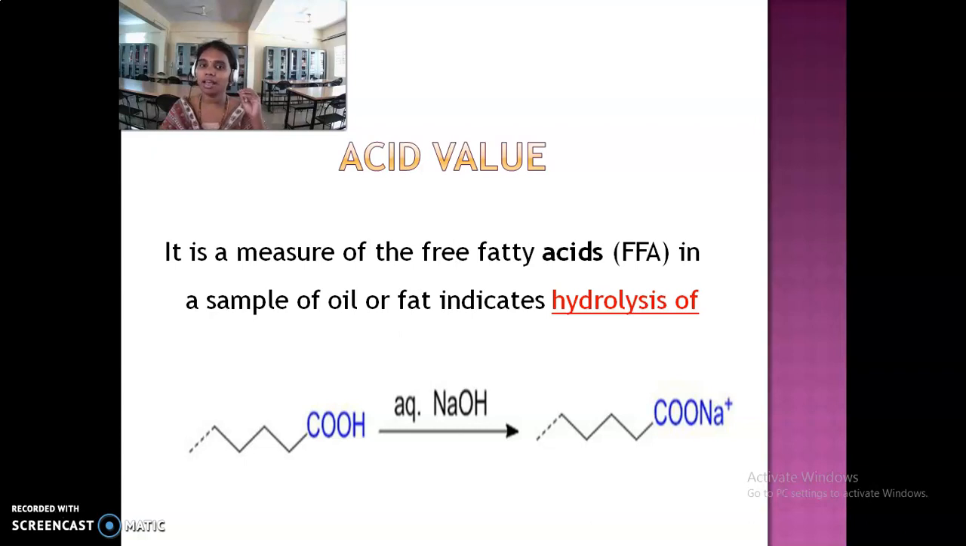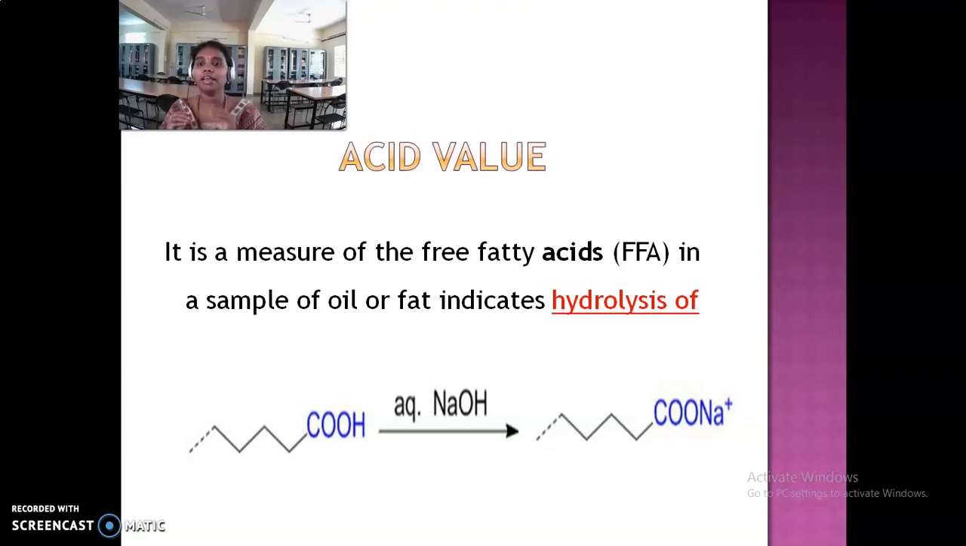Let's discuss in depth about the acid value. It is a measure of the free fatty acids present in a sample of oil or fat, which indicates hydrolysis of glycerides or hydrolysis of fats. Fats is missing here, you can write it down. What happens in the reaction? You can see the reaction. There is an R with a COOH group, the carboxylic acid group. When it reacts with sodium hydroxide, it forms the sodium salt of that fatty acid. So if the fat contains any free fatty acids, that will be estimated. This is called acid value.